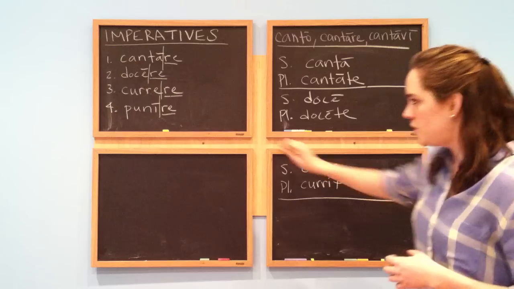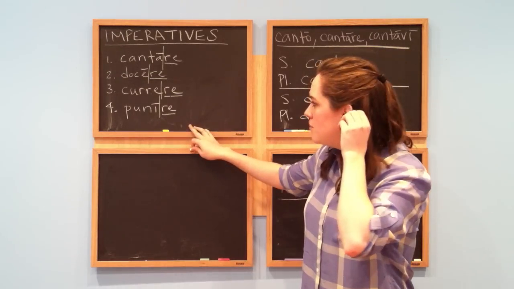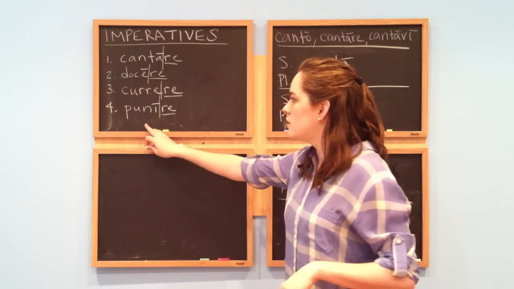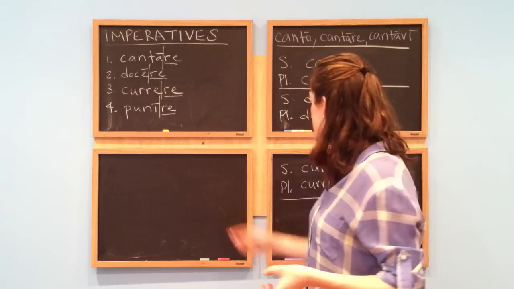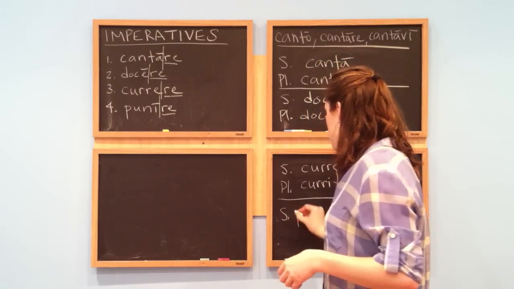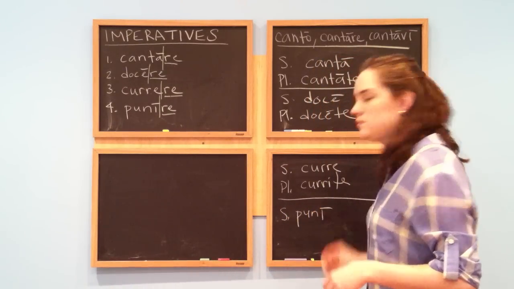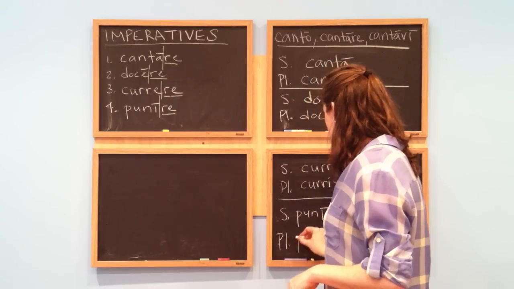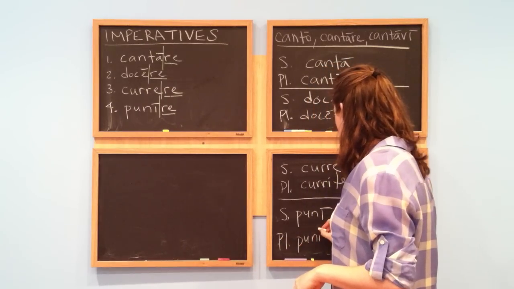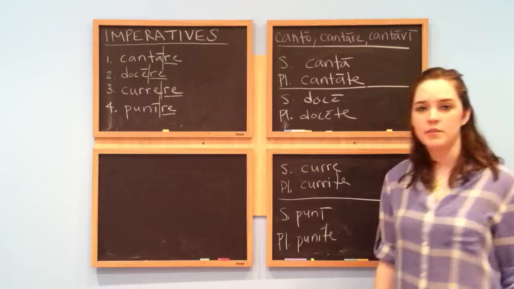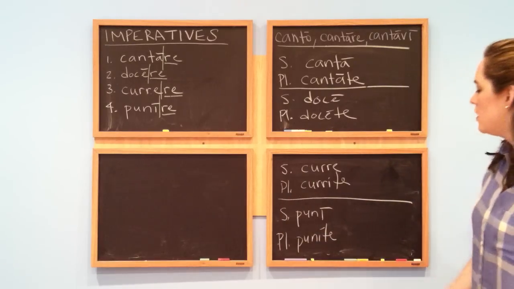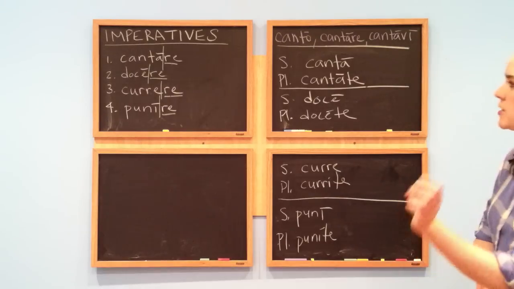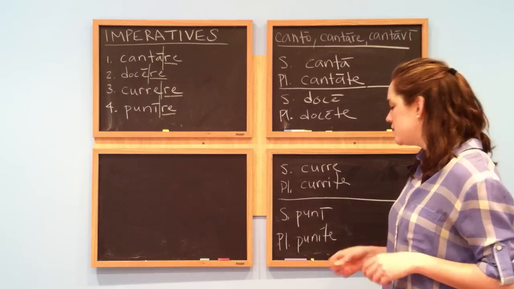Then fourth conjugation, you get back to normal, meaning none of your vowels shift on you crazily. So in number 4 here, we have punire, to punish. The singular form would be puni, punish him. Or punite, everybody, punish them. So, simple as cake. That's pretty much all you need to know for imperatives.